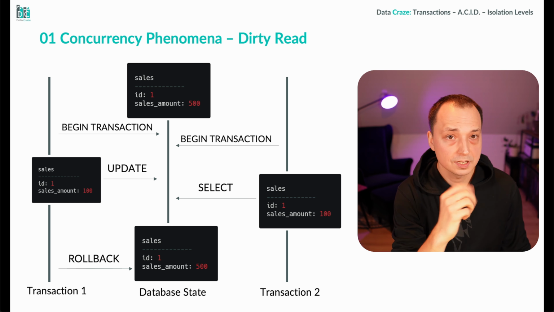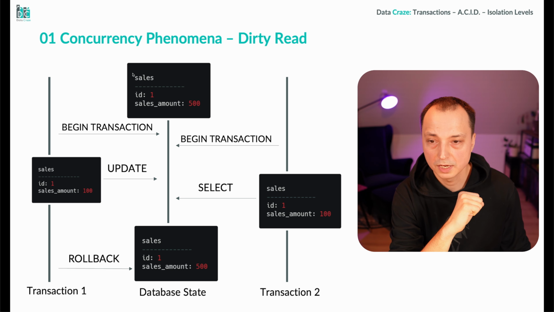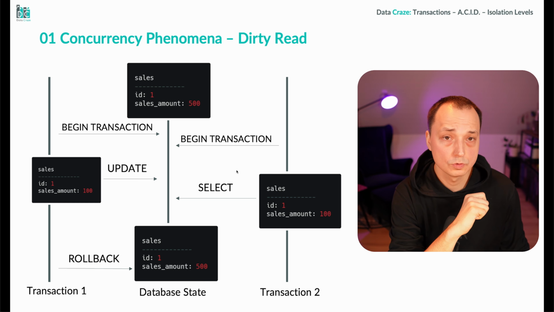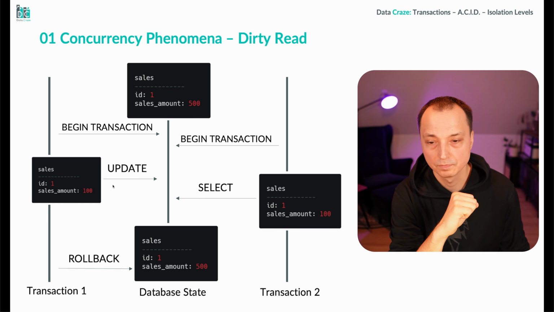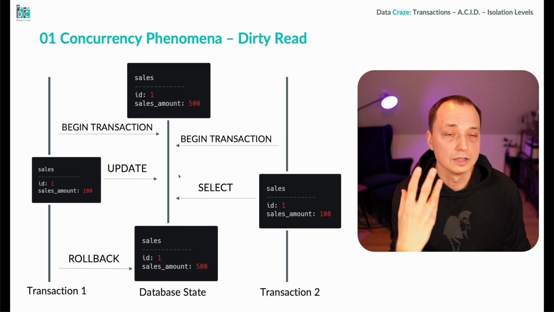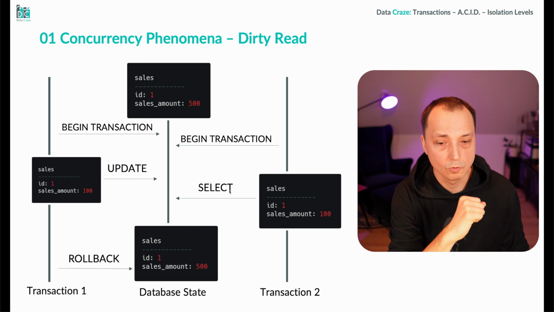So we have 2 transactions basically, and the state of the initial table, the database state, we have a table called sales: ID 1, sales amount 500, right? Transaction 1 is being opened and transaction 2 is being opened right after the first one, right? So in transaction 1, someone is basically doing an update operation to this ID 1 and changing the amount from 500 to 100, right? Now, the second transaction is doing a select statement for this exact record with ID 1.